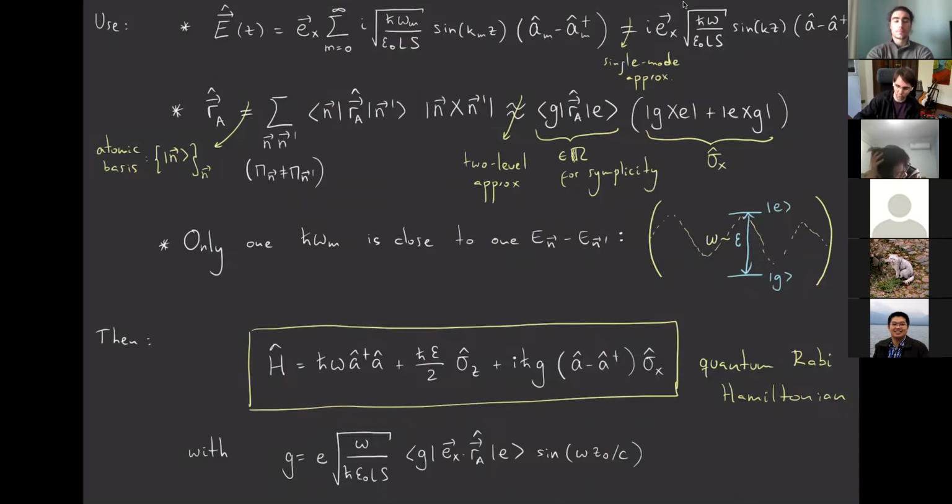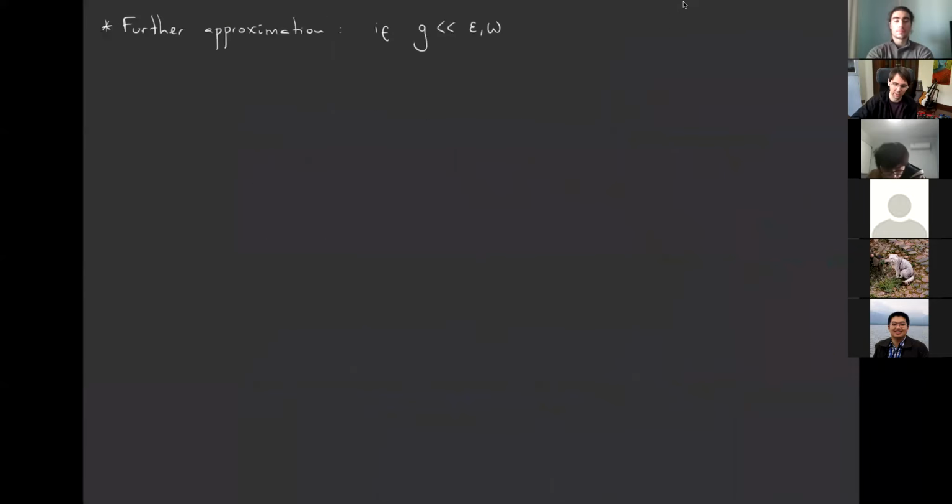Maximum is very difficult to go beyond that. And as we said, optical frequencies are really 10 to the 15. So this is something that we call an approximation, but it's actually very, very well satisfied in optics. And then in these conditions, we can do what we have called the rotating wave approximation.